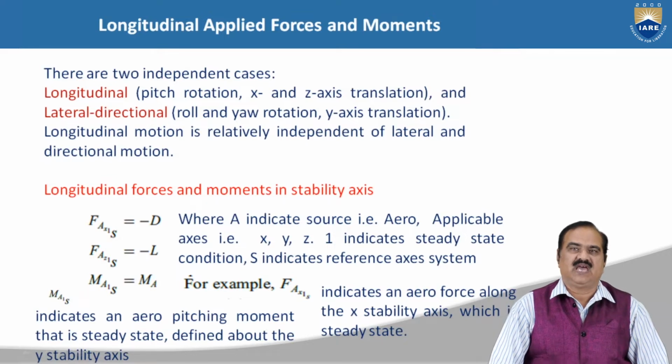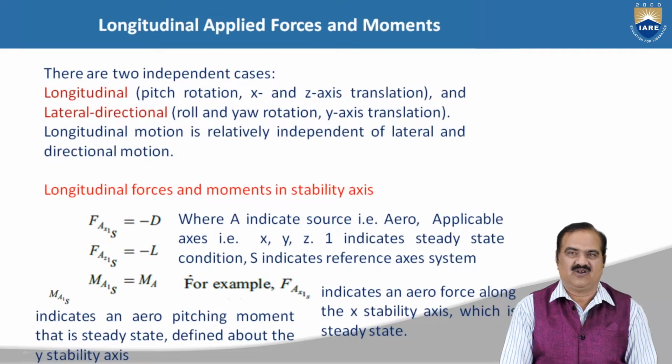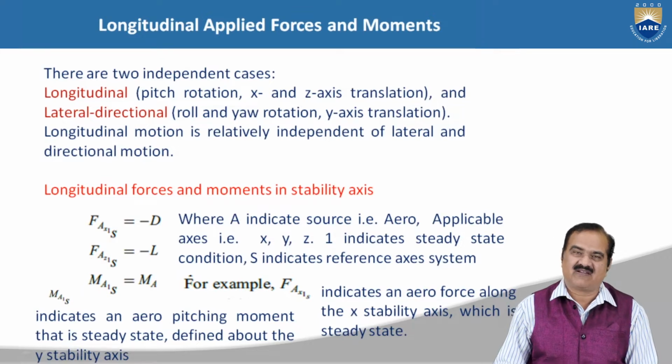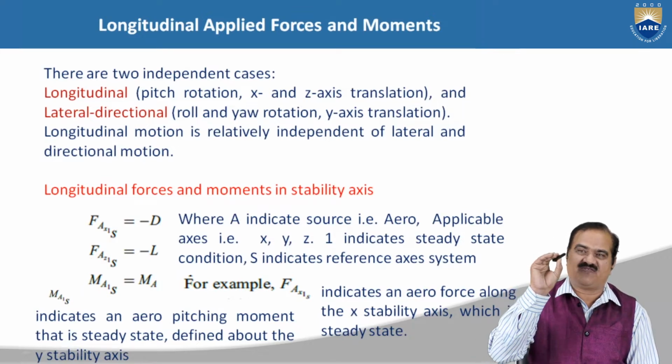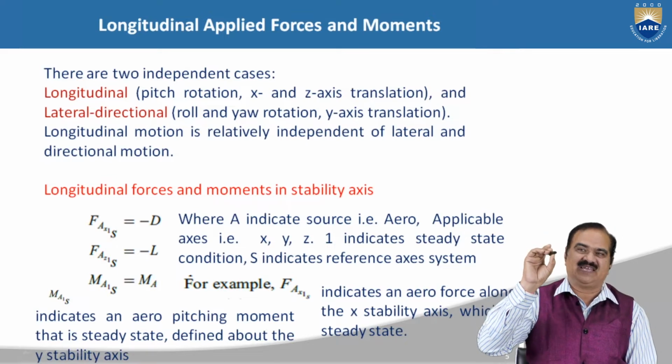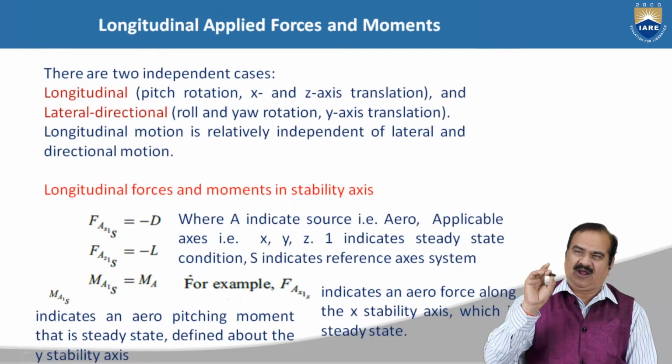In this, we can see that there are two independent cases. One is the longitudinal case, in which there is pitch rotation, the rotation of the nose with respect to the lateral axis, and X and Z translation. It means the aircraft can go in the X direction, forward or backward, and Z means upward or downward.